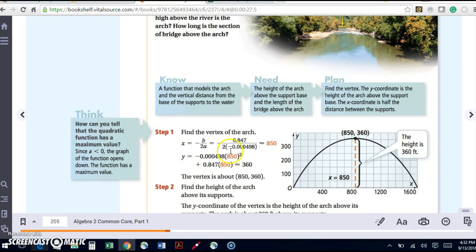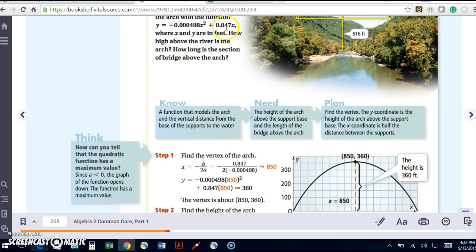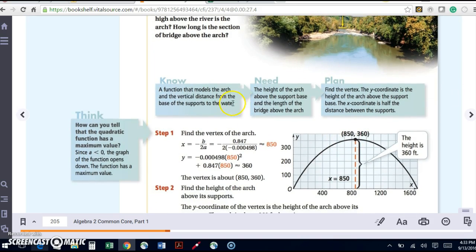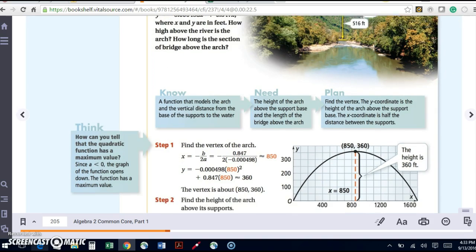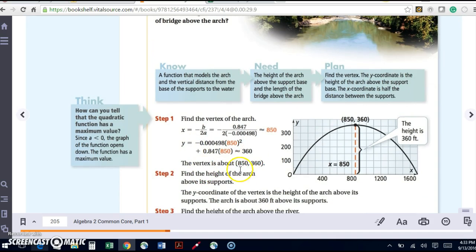So in order to find the vertex, I can find my axis of symmetry. That's x equals negative b over 2a. And I just plug in my b. Going back to the equation, b is 0.847, so I put the negative of 0.847, divided by 2 times the negative of 0.000498. When I do all of that, a negative times a negative cancels out, turns positive, and I get 850. So 850 is my x value. When I plug my x value into the quadratic equation, I can find y, and I get 360. So my vertex is (850, 360).